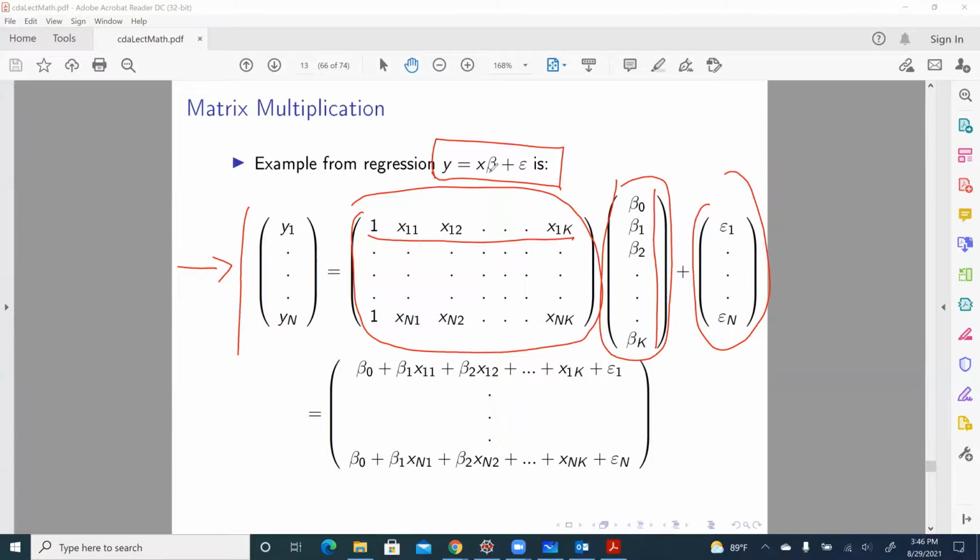So 1 multiplied by beta 0, that is the intercept, right? Beta 0. And beta 1 multiplied by x11, we get this term. Beta 2, x12. Until we hit the last element, right? Beta k, x1k. Right? So that is what? That is the one element of the product, right?